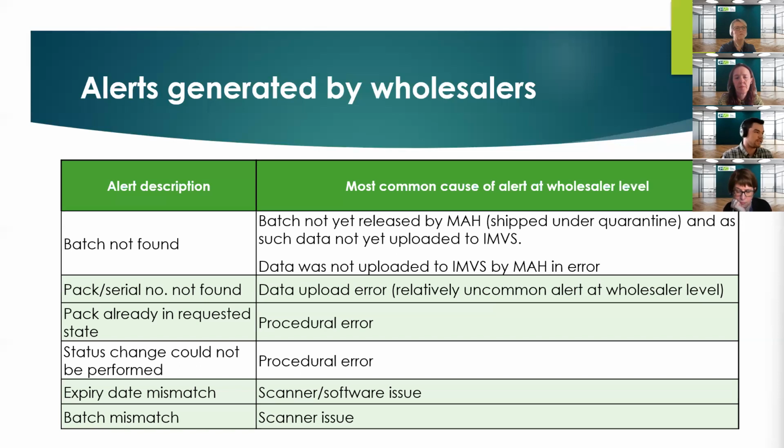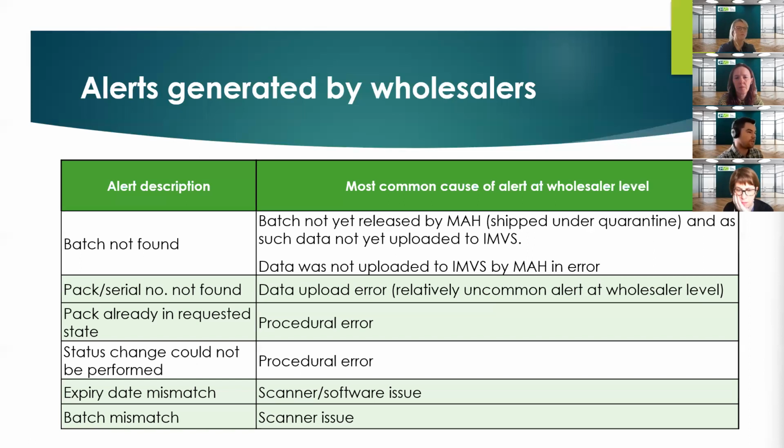Similar is status change could not be performed, which we might call an A24. This is very similar to the one above. However, instead of trying to put a pack into a state that it's already in, it's trying to put it into a conflicting state. The pack might have already been supplied, and then looking to put it into the destroyed state or anything like that will cause similar alerts to the A7s. It's just where there's a bit of a conflict within the pack states.